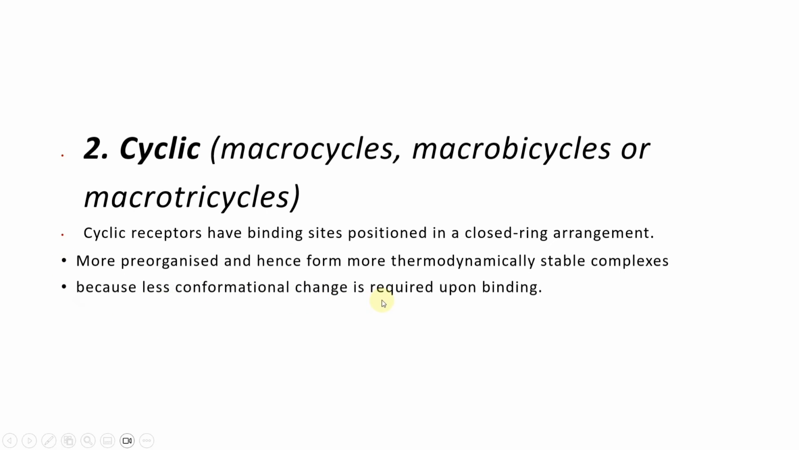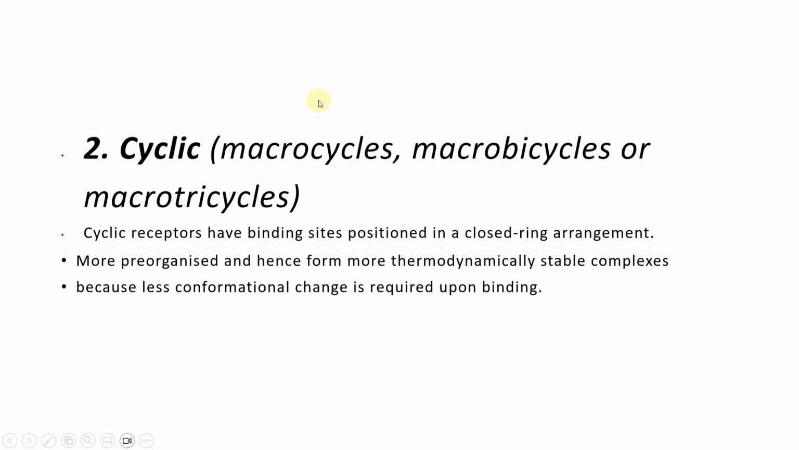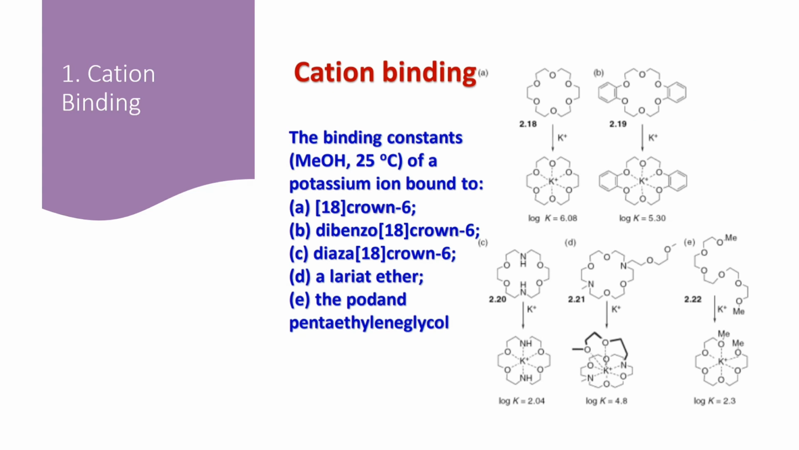conformational change required upon the binding, because in case of an acyclic host, when the guest binds to this acyclic host, then there will be some conformational changes, and these conformational changes will require some energy, whereas those conformational changes will be absent in case of the cyclic host.